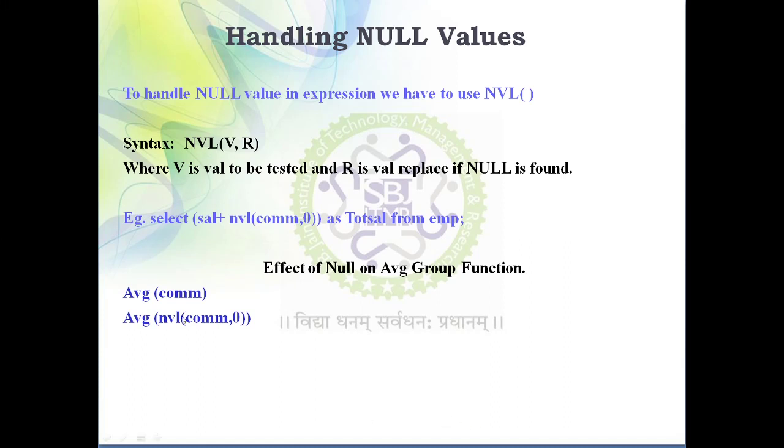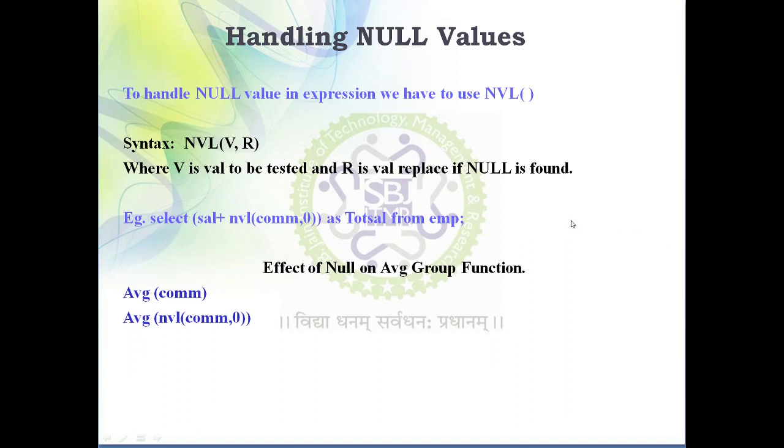So how can we write a query? Select salary plus NVL(commission, 0). That means wherever you find the commission value as null, you will replace that null with a 0, so that you will get an appropriate total salary. So that's why the use of NVL is again a very important thing.